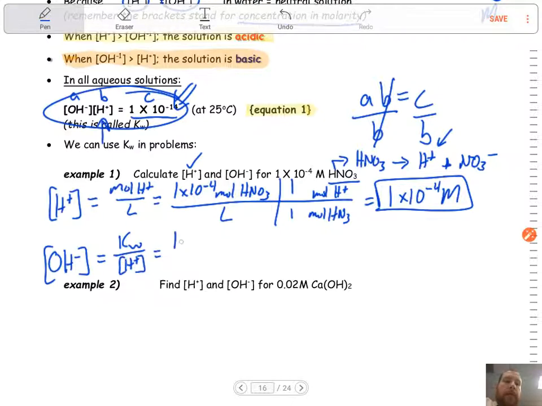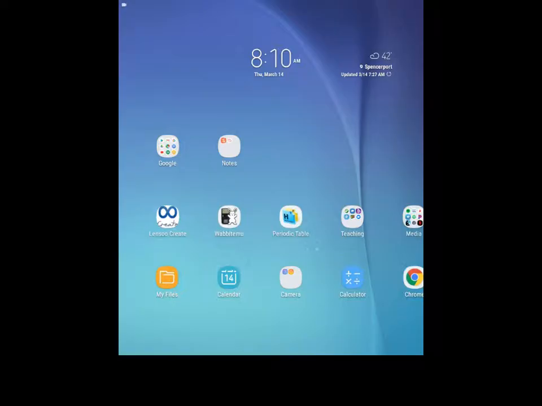So when I plug in my numbers, this constant is KW, 1 times 10 to the minus 14, divided by what did I find as my concentration for hydrogen ions? 1 times 10 to the minus 4, okay? And then all I have to do is plug it in. So I'm going to go to the calculator right now, and I want you guys to remember, as a review, how we plug this number in.